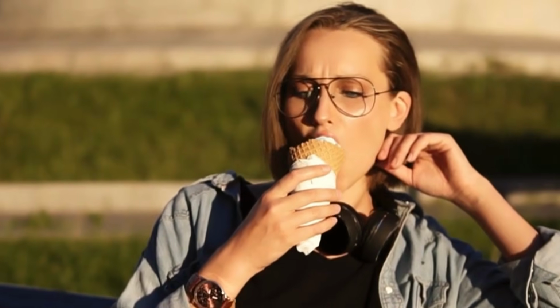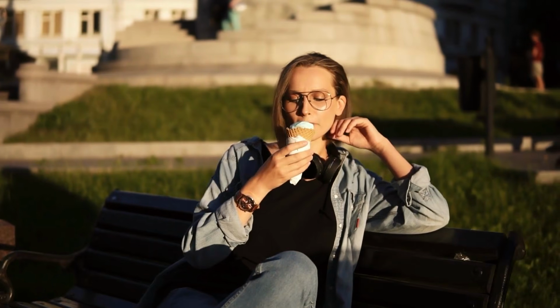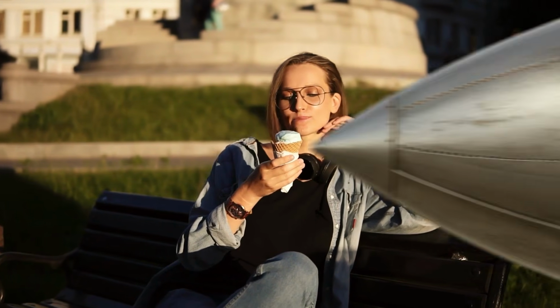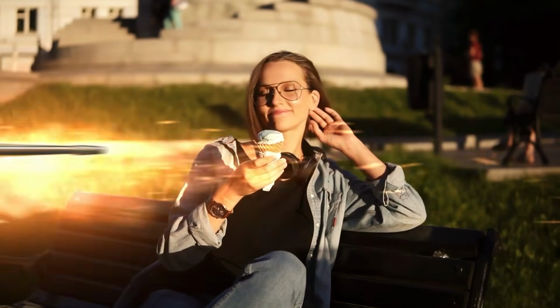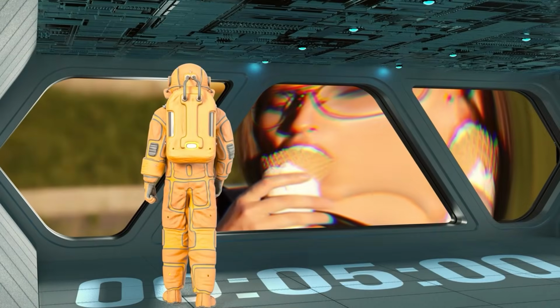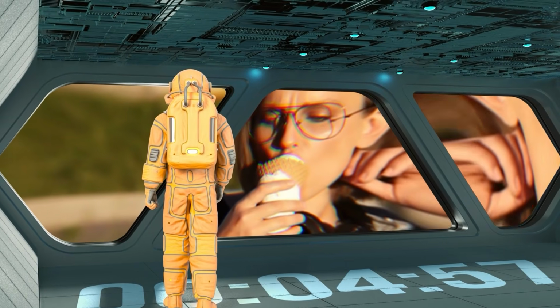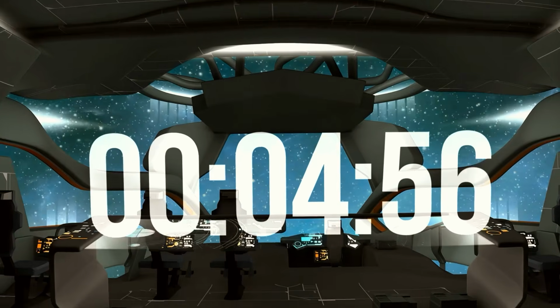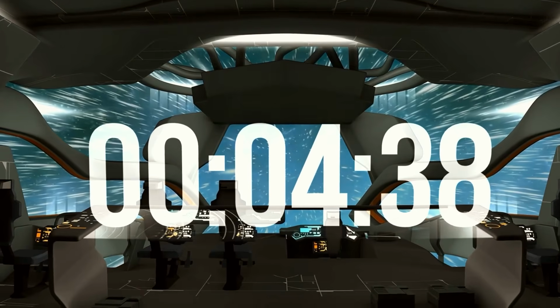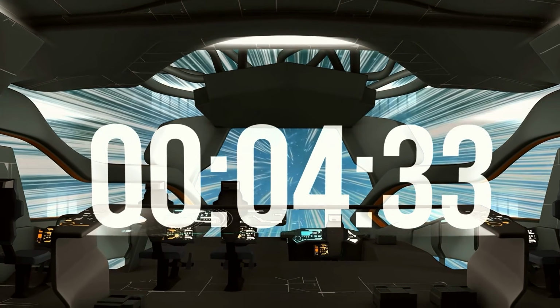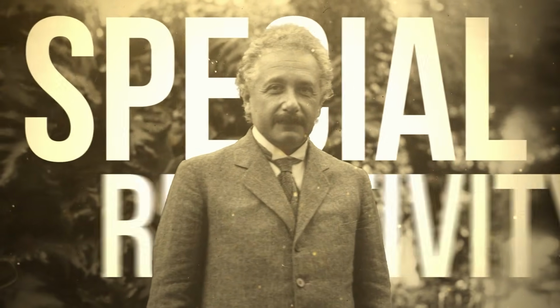Here's an example. You're sitting on a bench, holding a melting ice cream cone. Meanwhile, your friend zooms past in a super fast spaceship. For you, maybe the ice cream melts in 5 minutes, but for your friend flying at a crazy speed, this same scene took less time on his watch. That's time dilation. Time actually moves slower for things that are moving faster. That's the heart of what's known as special relativity.